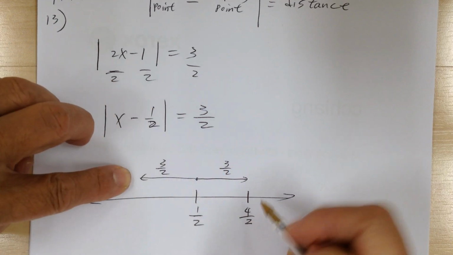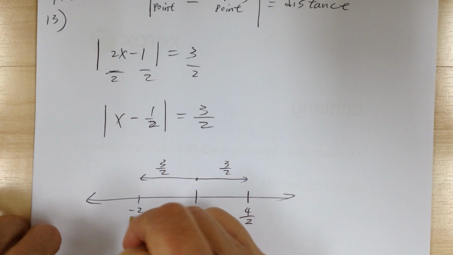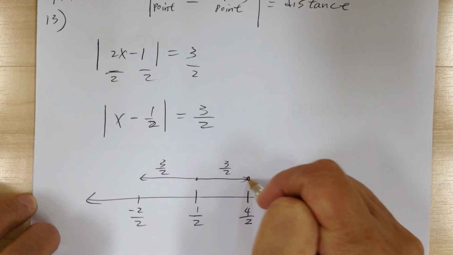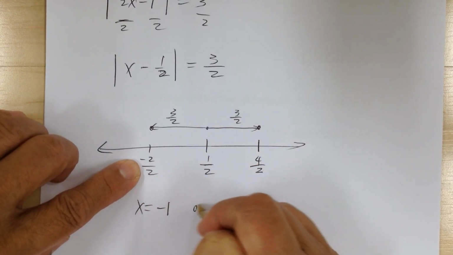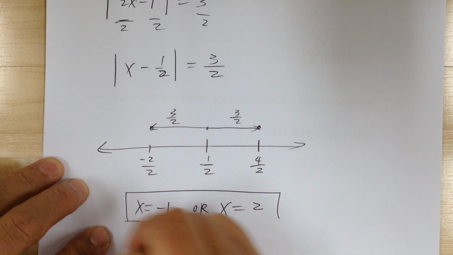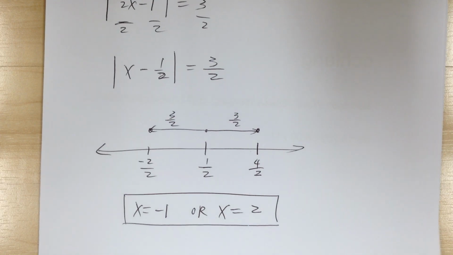When you go 3 over 2 this way, you have to minus. So 1 minus 3 will give you negative 2, and the denominator is 2. Okay? And therefore, your points are going to be these points. So that means x equals negative 1 or x equals 2. And that would be your answer. So that's how you do the graphing method. Okay, so let's go to number 15.